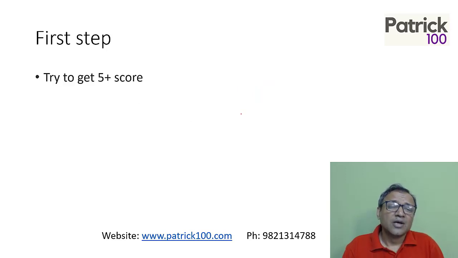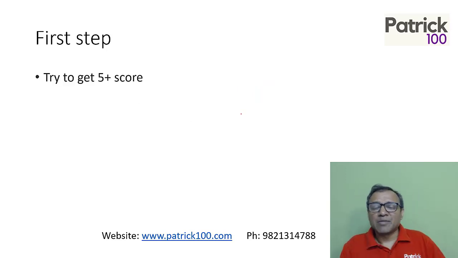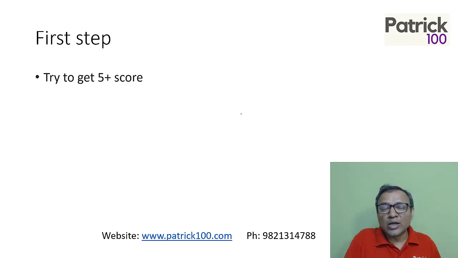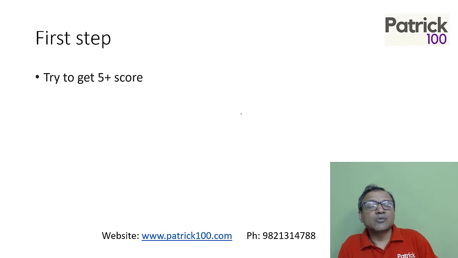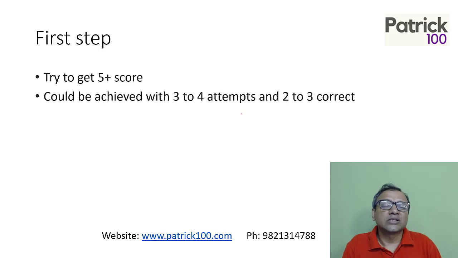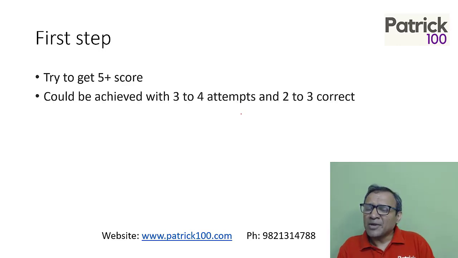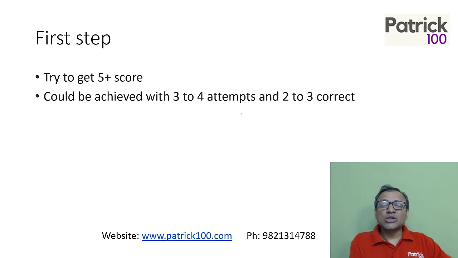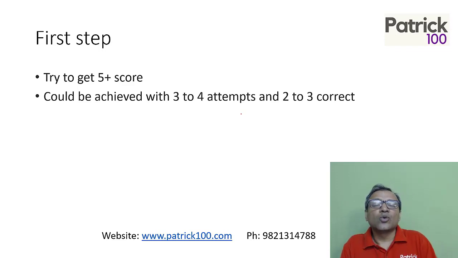Okay, the first step: try to get a score of 5 plus. I'm assuming that you're not scoring and you're finding maths difficult. The first step is to get that 5 plus score. It can be achieved by attempting only 3 to 4 questions and getting 2 or 3 correct. Don't try to attempt too many, attempt fewer. I'm assuming a lot of you must have already passed through this stage, but if you have not, then this is the first step in terms of getting that score of 5.